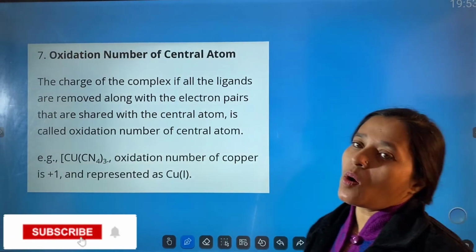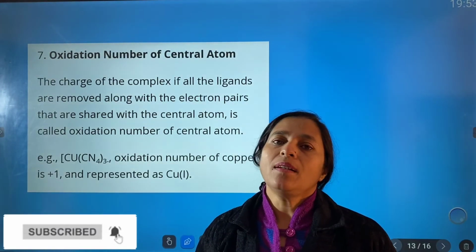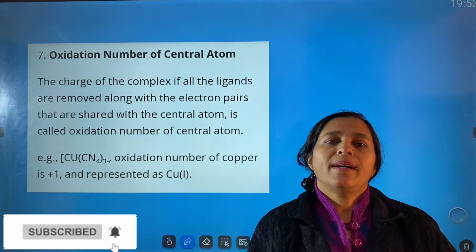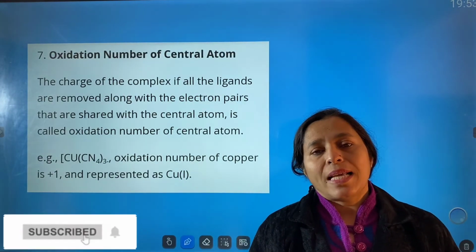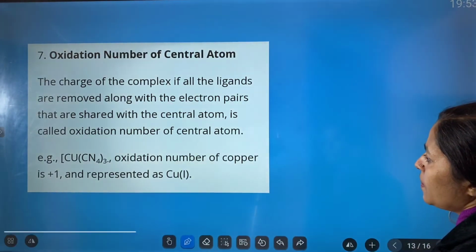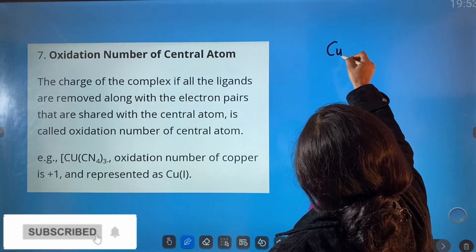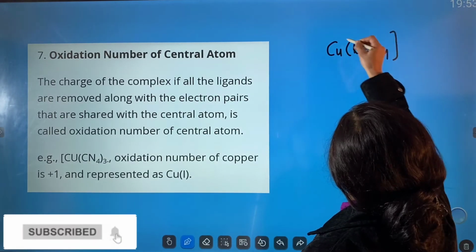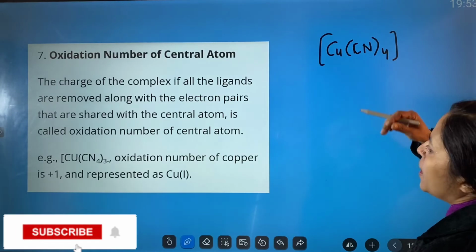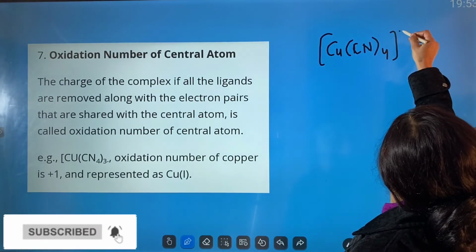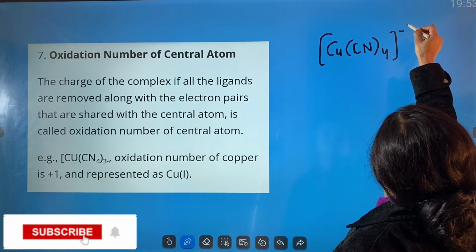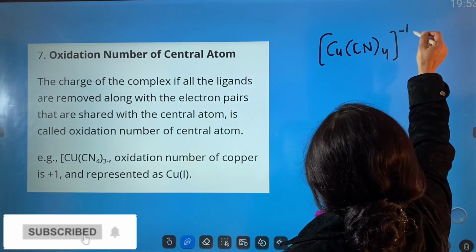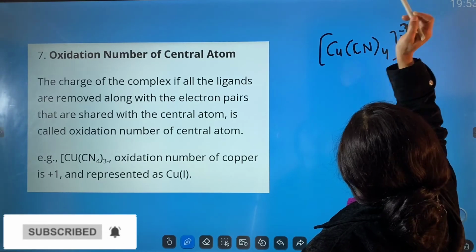The next one is the oxidation number of the central metal atom. As you have discussed in your 11th class regarding the details of oxidation number, let's see how we can find it out. This is tetracyanocopper and it has a charge of -3.